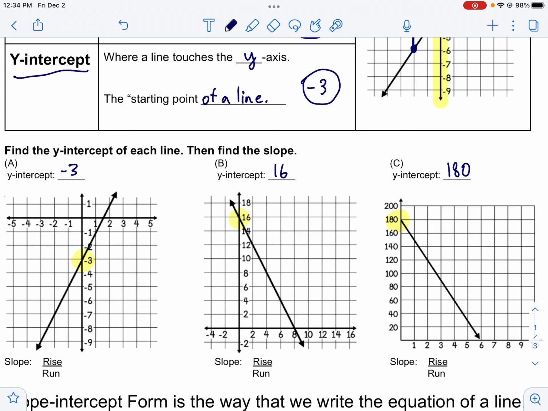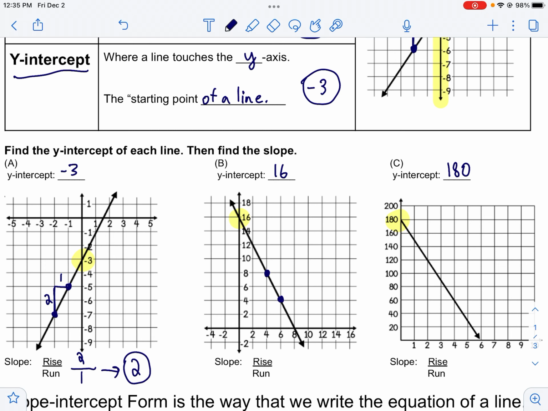So again, to find the y-intercept, we look where on the y-axis does the line touch. So that's why this one touches right at -3. If there's just a vertical line like this, again, the y-axis is going to be right where it touches. Okay, as you found the slope, hopefully you found on this line, the slope was moving up 2 for the rise and over 1 for the run. So the slope was 2.